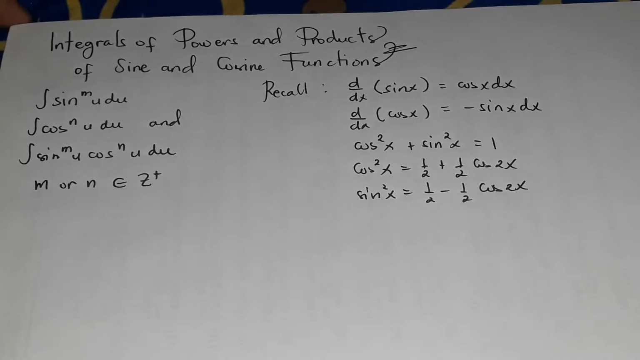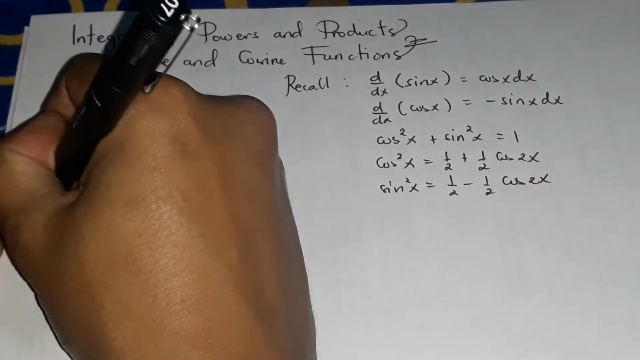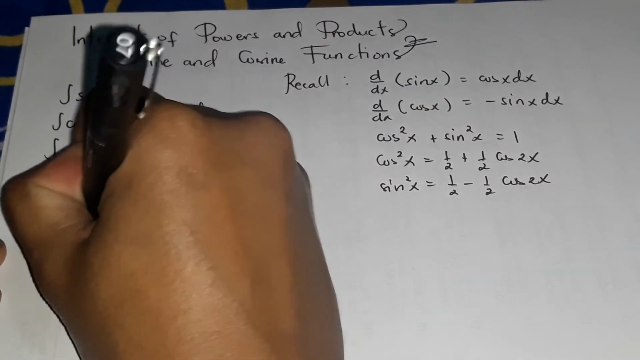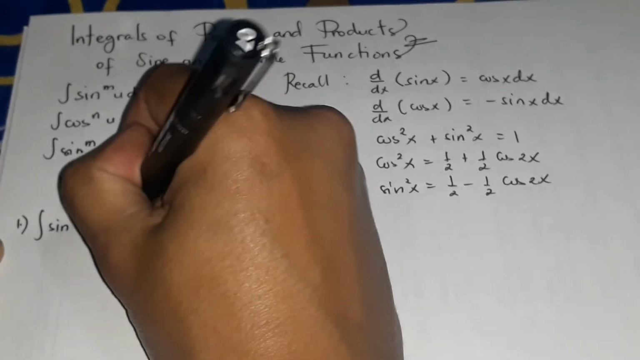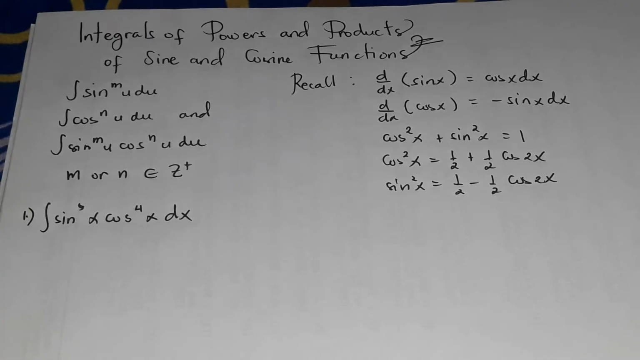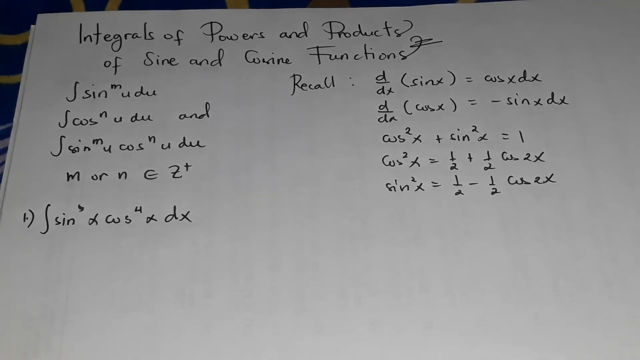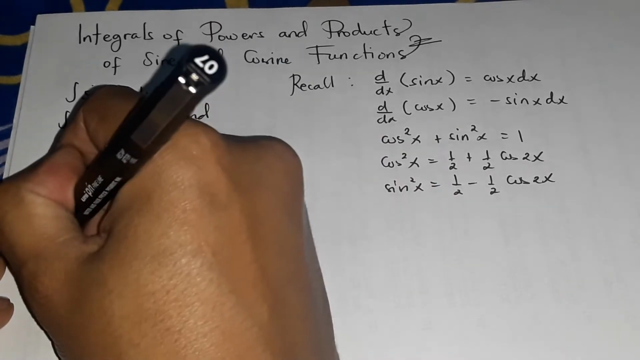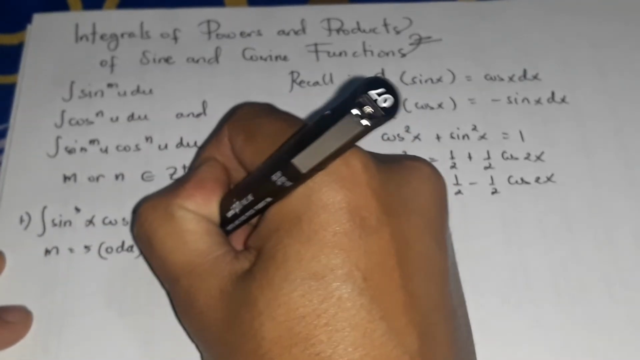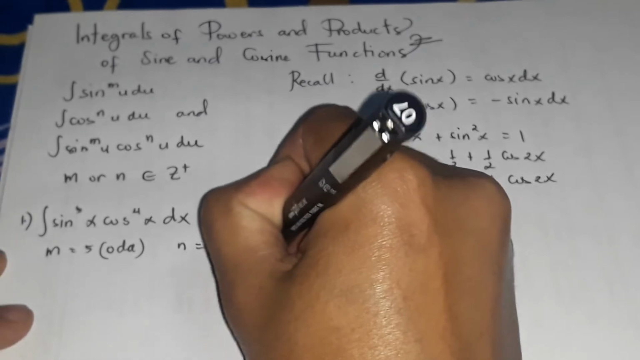Say we wish to integrate the integral of sine raised to 5 of x cosine raised to 4 of x dx. Again, we wish to find the integral of sine raised to 5 of x cosine raised to 4 of x dx. For this example, m, being the power of sine, is equal to 5, which is odd, and n is equal to 4, which is an even integer.